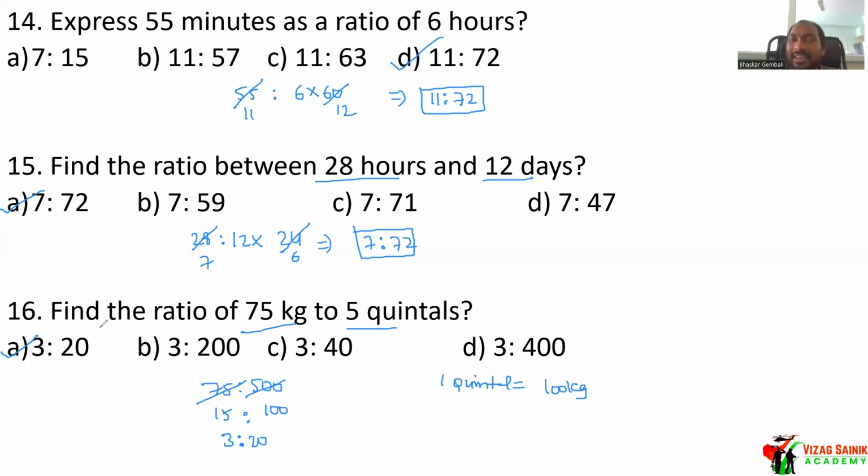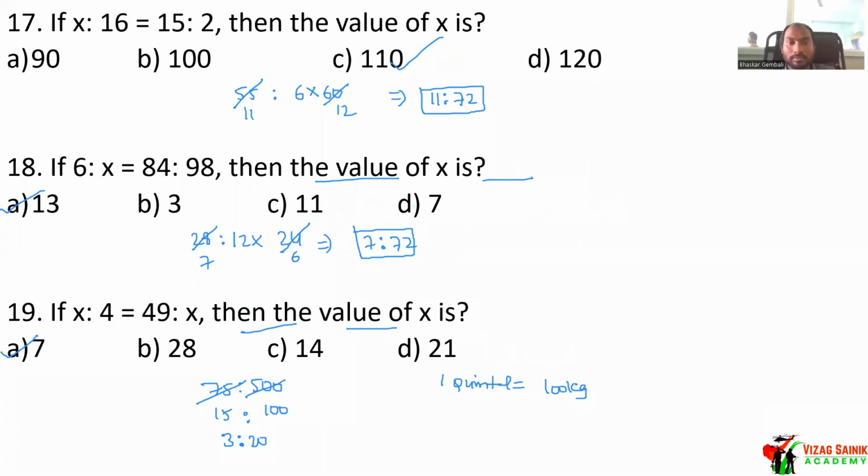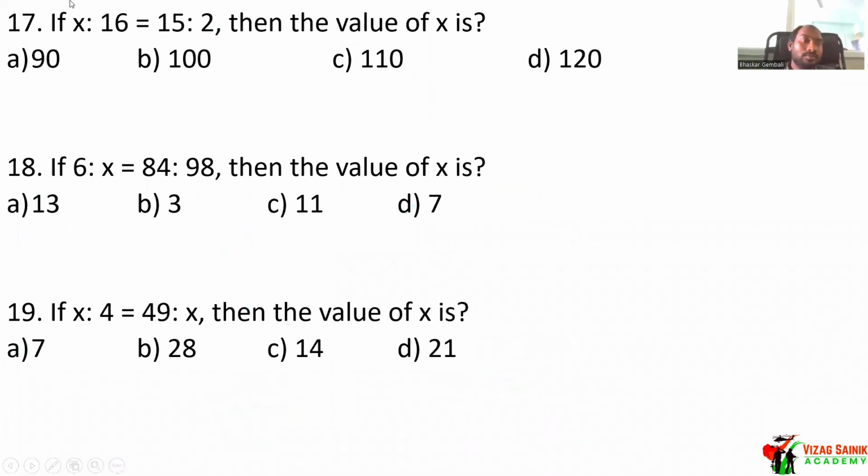Which is very easy. Ratio is a comparison between quantities. If you know the concept, everything is easy. Clear? Very good. Now we will go for the next one.